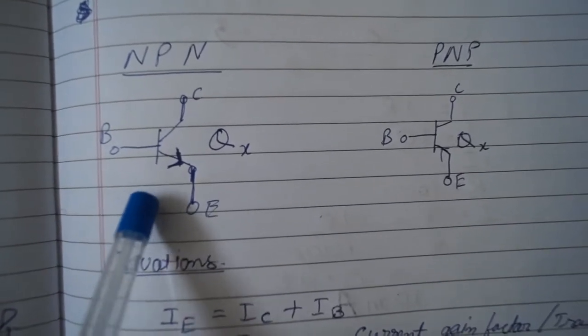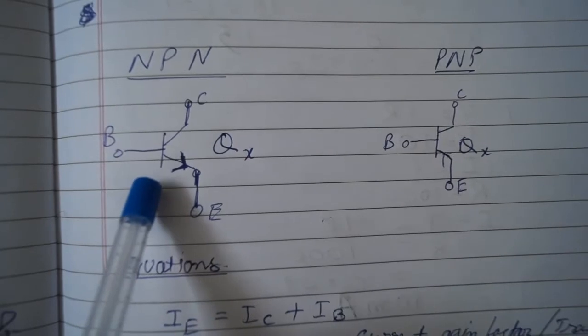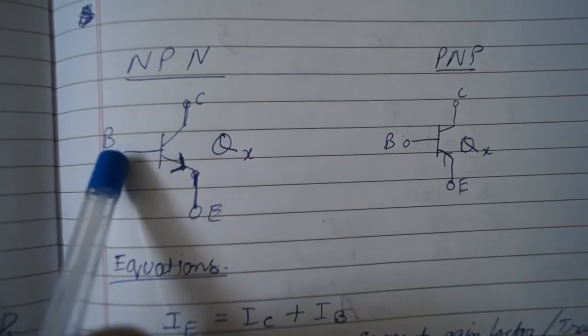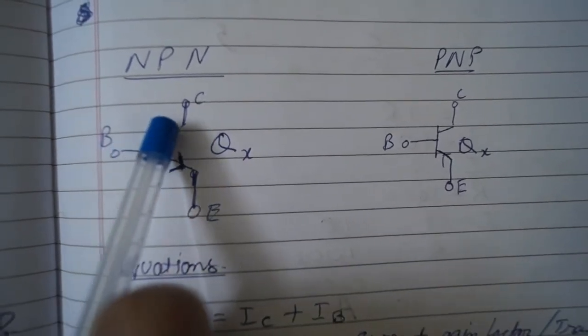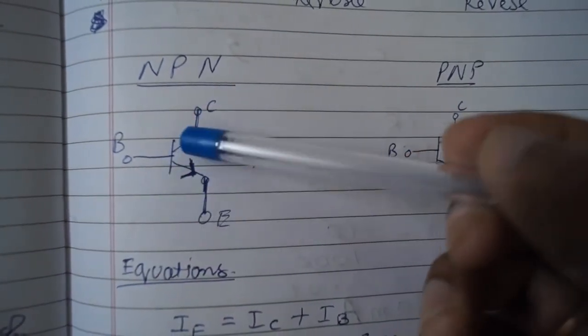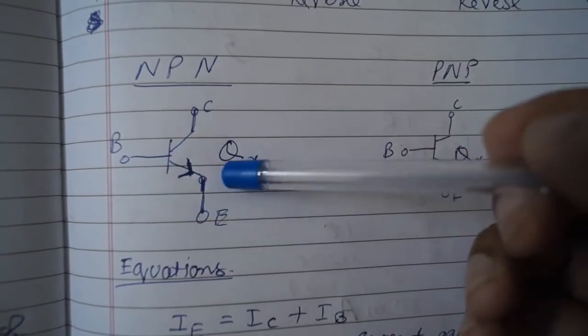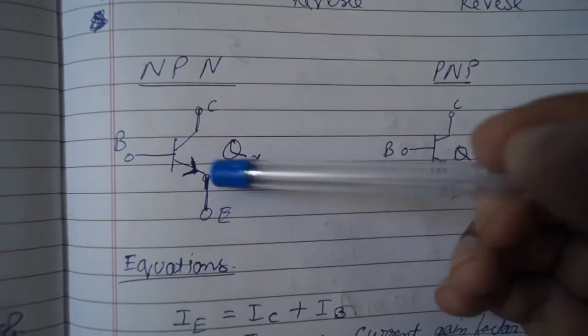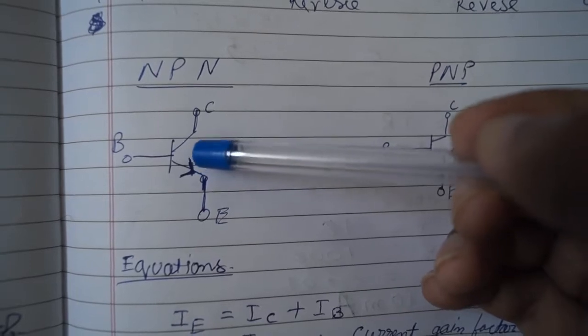The NPN device is a three terminal BJT. One terminal is the collector terminal, this indicates the base, and this is the emitter terminal. The emitter terminal is marked with an arrow.